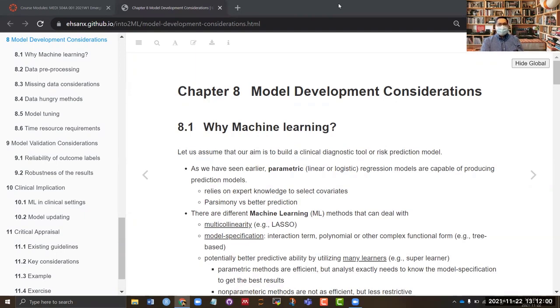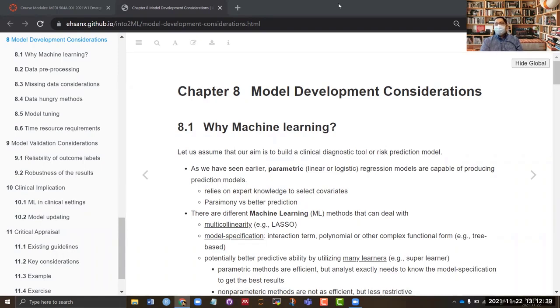First thing we need to understand is that there are some model development considerations that we need to take into account. There are many decisions that you will need to take, and you need to have a clear justification of why you are taking that decision. It cannot be a black box decision that the readers cannot understand. So the first thing you need is a good justification of why you even want to use a machine learning method.